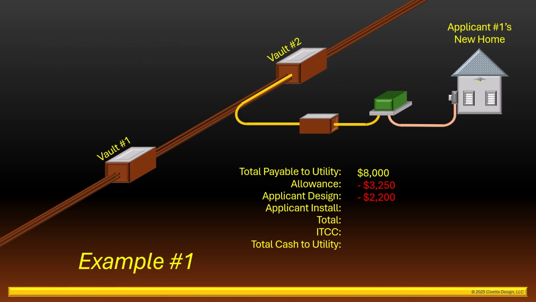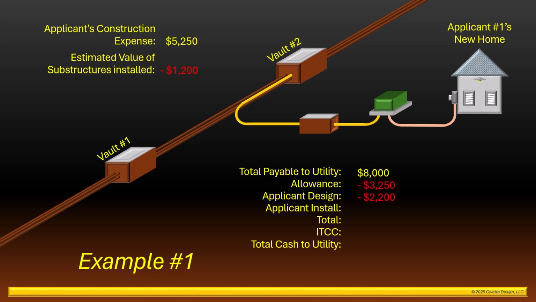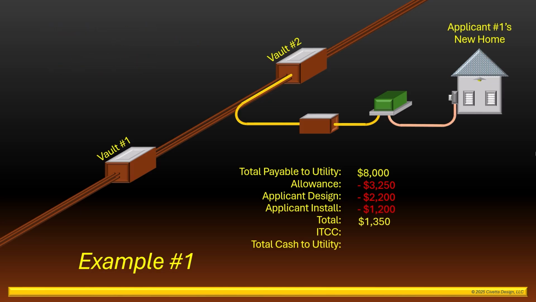In addition, the applicant hired a construction contractor that charged $5,250 to perform the construction work required by the applicant. Once this work is inspected and accepted by the utility, a credit will be provided to the applicant for the estimated installed value of the substructures. In this example, $1,200. The final total of $1,350 represents the estimated value of the project in excess of the allowance and credits.